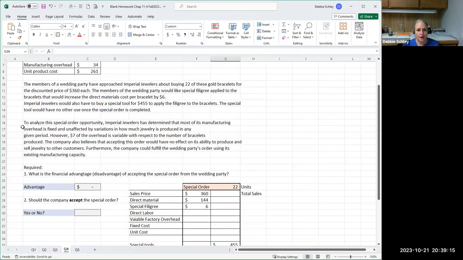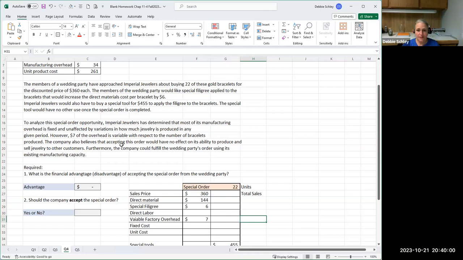That stinks. To analyze the special order opportunity, Imperial Jewelers has determined that most of its manufacturing overhead is fixed and unaffected by variations in how much jewelry is produced in any given period. So that means we're just going to take into account the variable costs. However, $7 of the overhead is variable with respect to the number of bracelets produced. So the variable factory overhead is 7 because that's how much is variable. The rest of it is fixed and we don't have to worry about it.